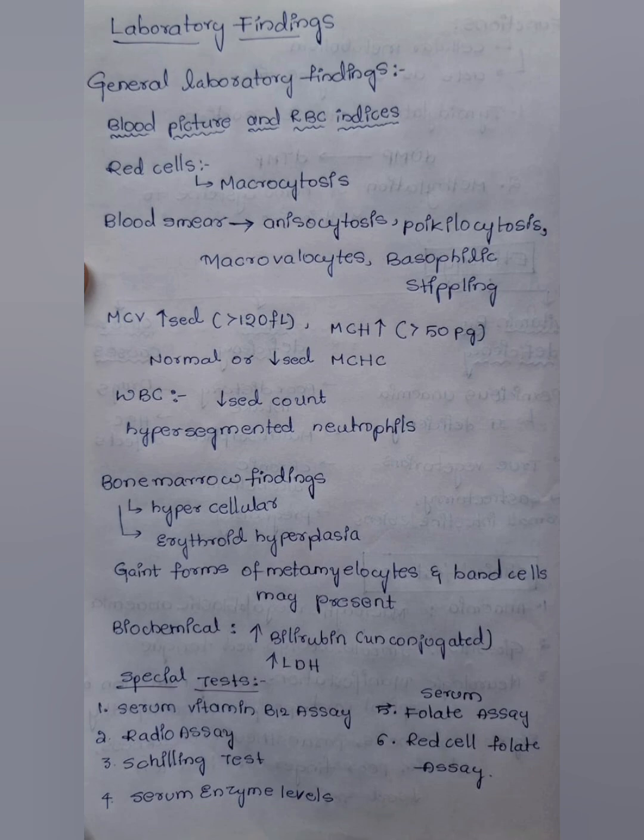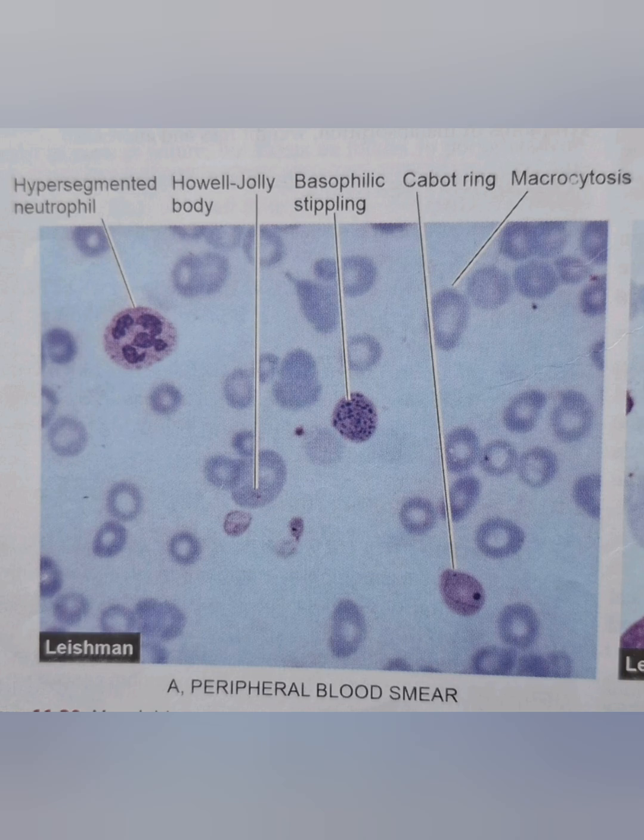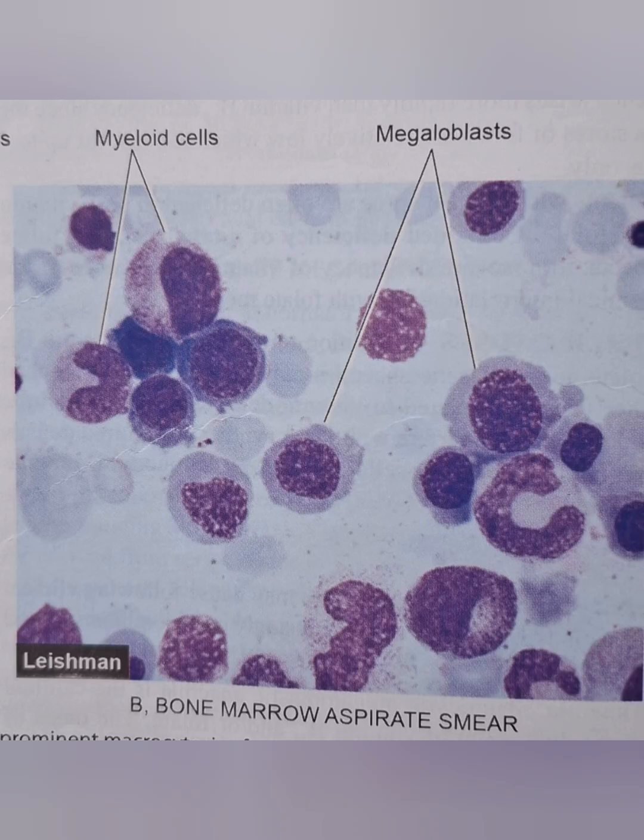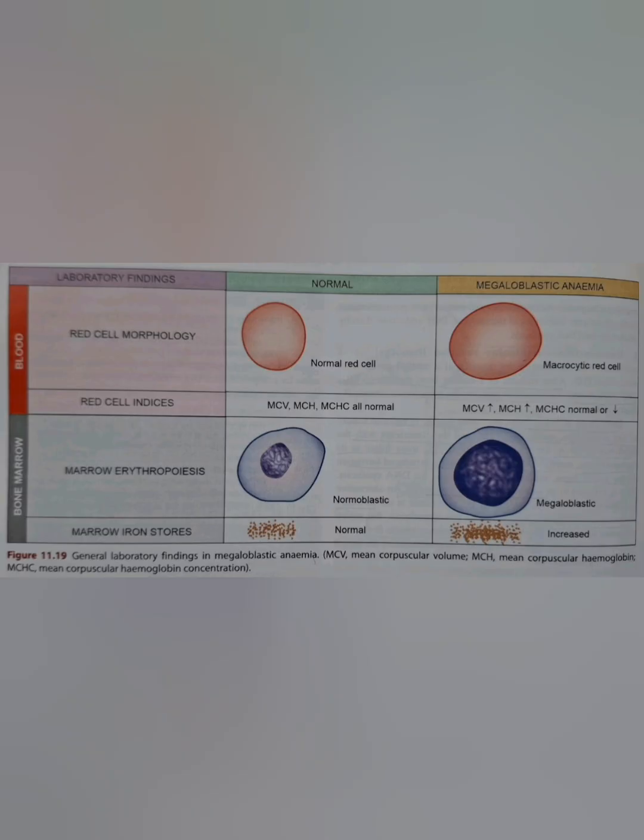When it comes to leukocytes, the WBC, we can see hypersegmented neutrophils, and we can see macrocytes, basophilic stippling, Howell-Jolly bodies, Cabot rings, and macrocytosis. Then let's see the blood smear in the marrow. The marrow shows myeloid cells and megaloblasts, and in the end, we can see the difference between normal and megaloblastic anemia.